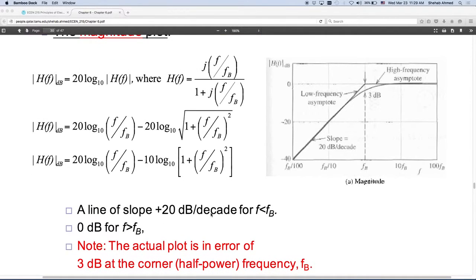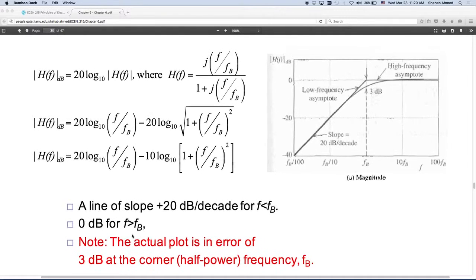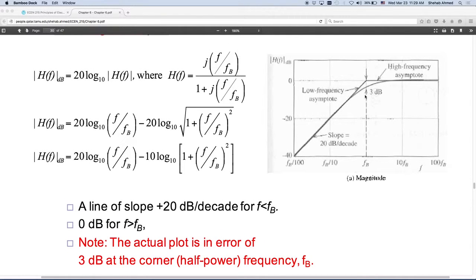And it will have the same 3 dB at f equals FB. If you substitute f equals FB, you will still find the log to be 0.3 multiplied by 10. There will be a 3 dB difference between the asymptote and the actual value. It's exactly the same as the low pass filter that we did before.